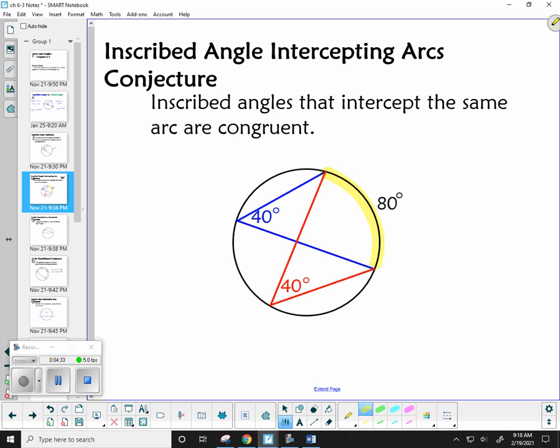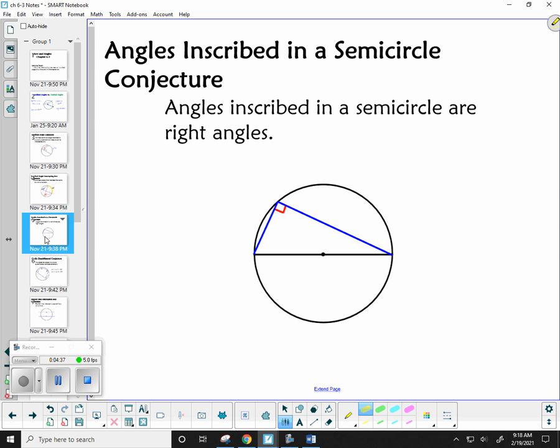We have 3 more we're going to talk about, and then we're going to just practice with them. Okay? The next one says if you have an inscribed angle that is a right angle, then it's going to open to a semicircle. Or we can reverse it. We can say if you have an inscribed angle that opens up to a semicircle or a diameter, then that has to be a right angle.